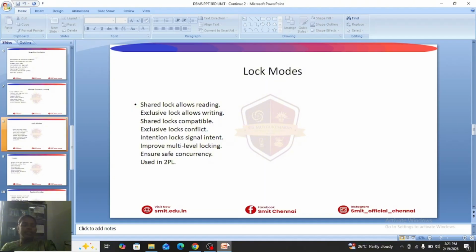These are used in databases like MySQL, Oracle Database, and PostgreSQL. It improves multi-level locking and ensures safe concurrency, again using two-phase locking. We need to know why these lock modes are important. It helps because it maintains consistency, prevents lost updates, avoids dirty reads, and controls concurrent access.